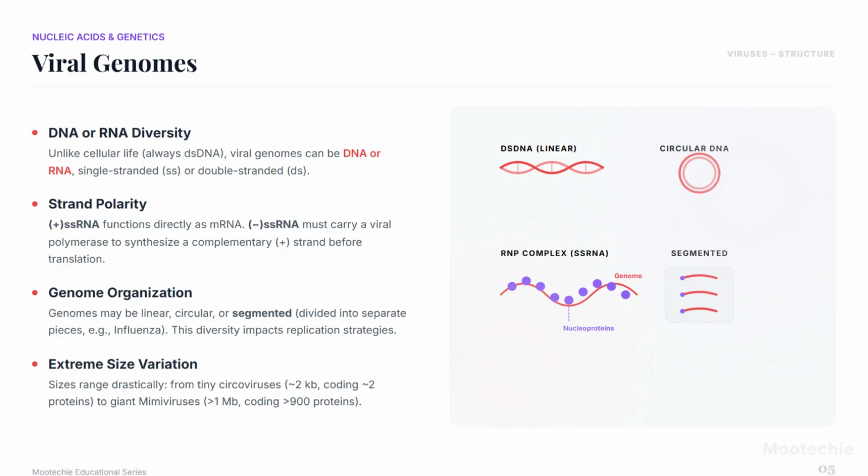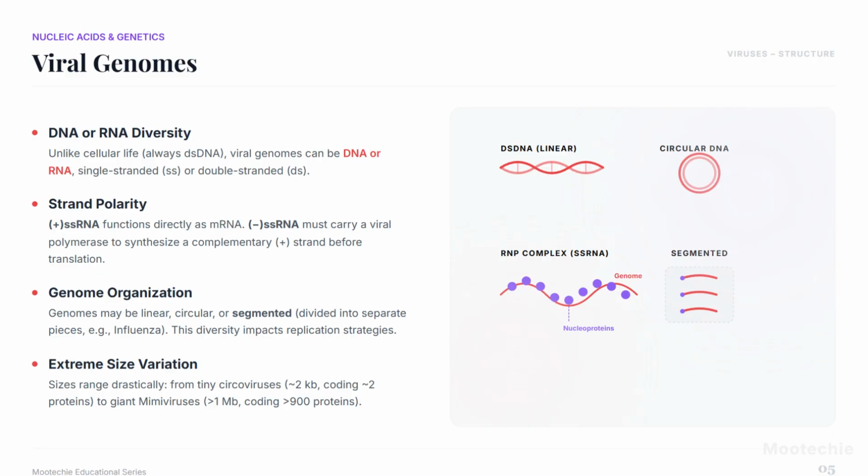There is also extreme size variation. Viral genomes range from very small, like circoviruses with about 2 kilobases coding for just 2 proteins, to giant mimiviruses coding for more than 900 proteins, blurring the line between viruses and cellular life.